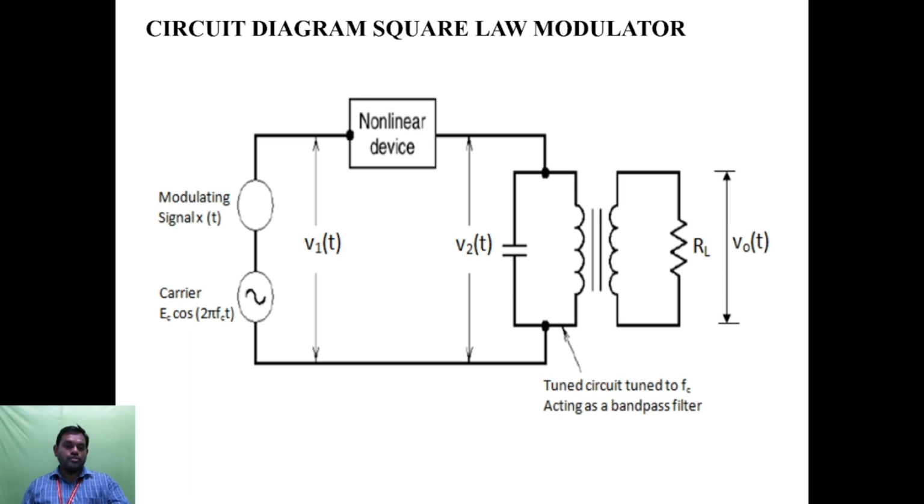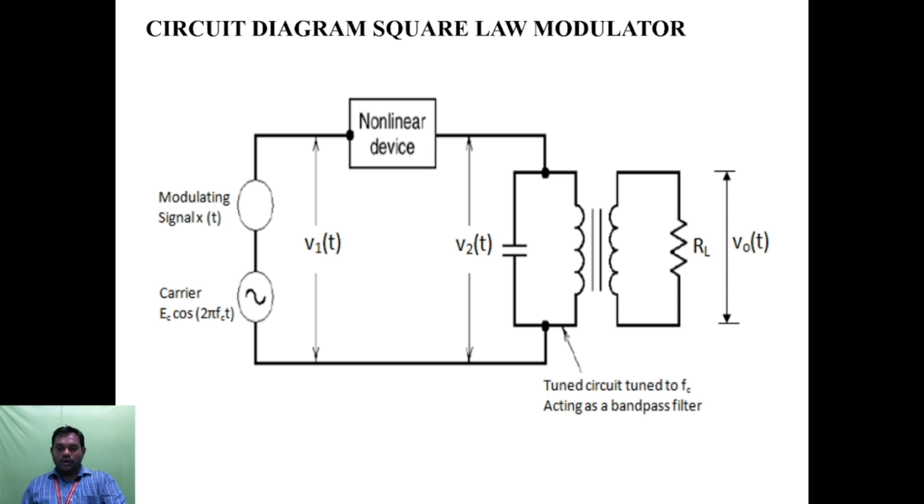Here x of t is represented as the modulating signal or message signal, and the carrier signal is c of t, which is Ac cos 2 pi fc t. Here 2 pi f is called omega. We know that omega is equal to 2 pi f, so 2 pi fc means the carrier signal. And as the non-linear device, we are using a diode, and v1 of t is the combination of x of t and c of t, and v2 of t is the output of the non-linear device.